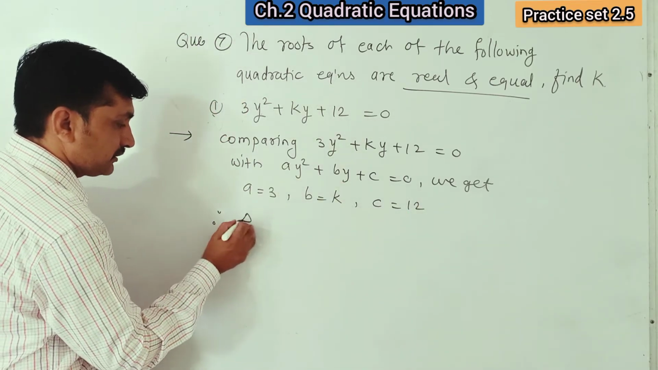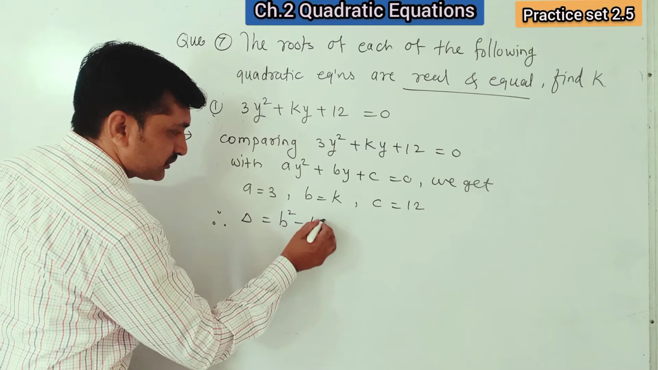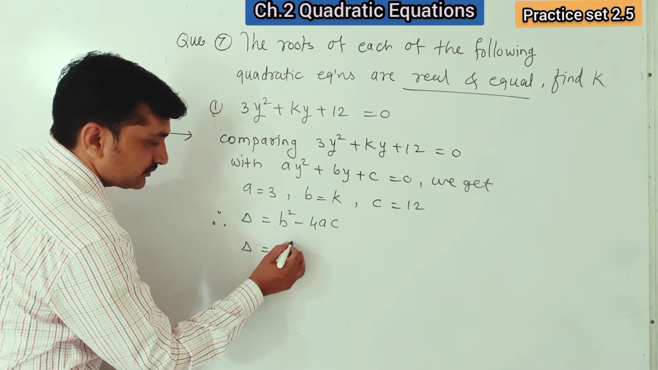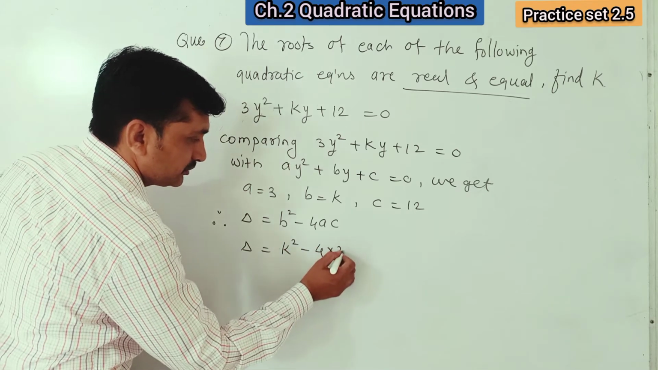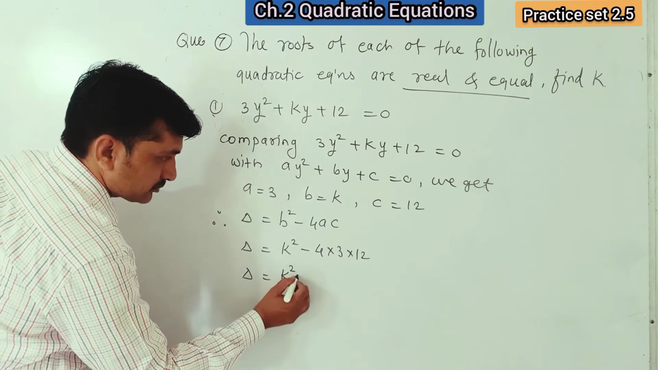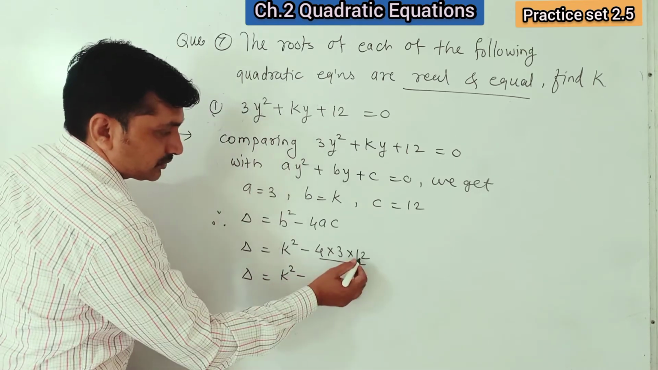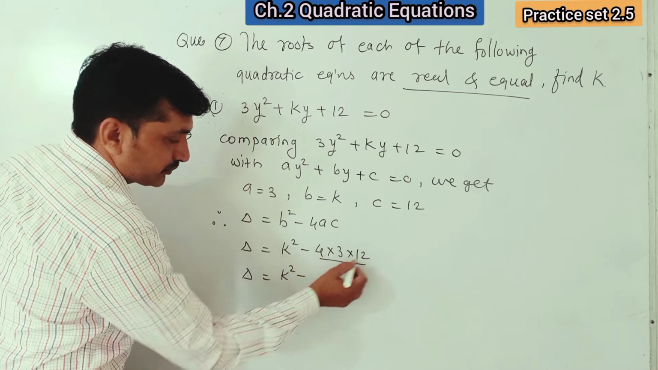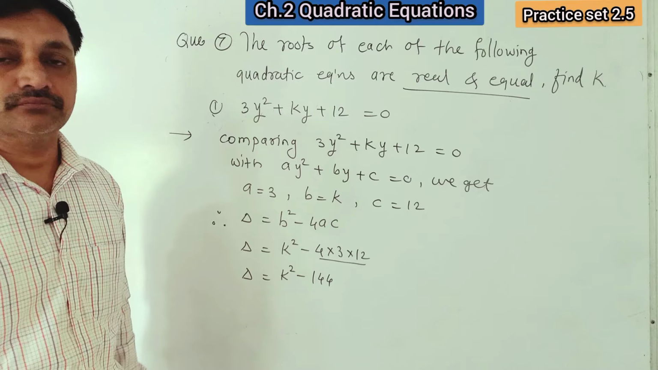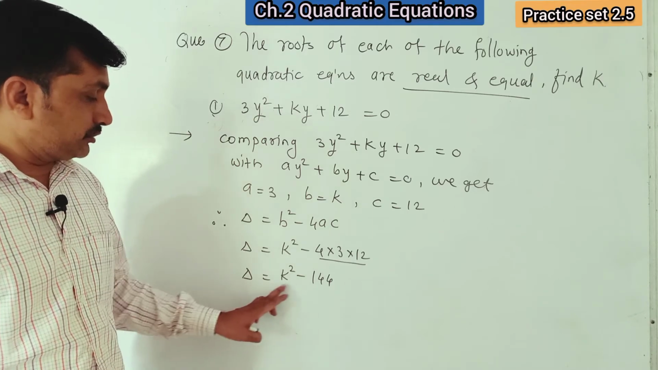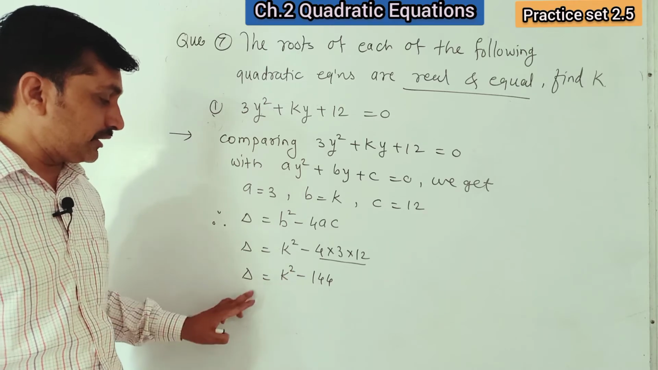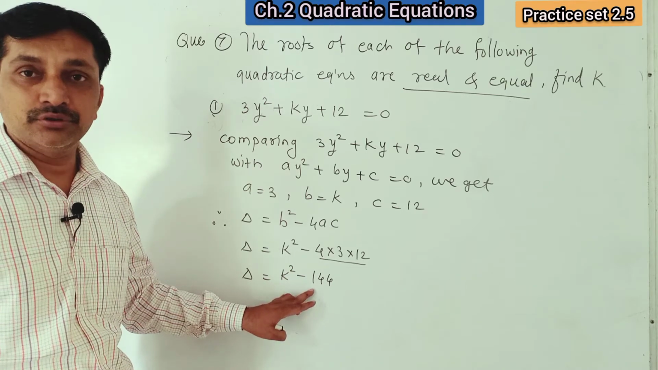Therefore, delta is equal to b square minus 4ac. Find the delta value. Delta is equal to k square minus 4 multiplied by 3 multiplied by 12. Delta is equal to k square minus, 4 threes are 12, 12 into 12, 144. Delta is equal to k square minus 144. We did not get a numerical value here.